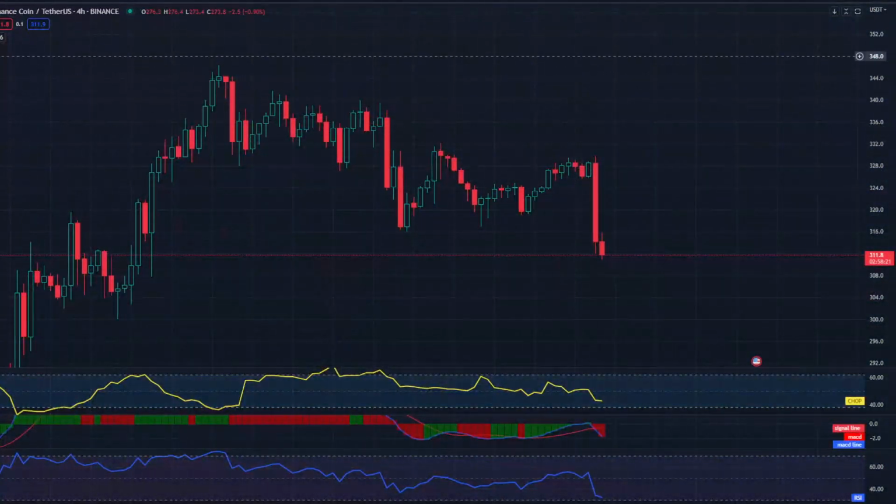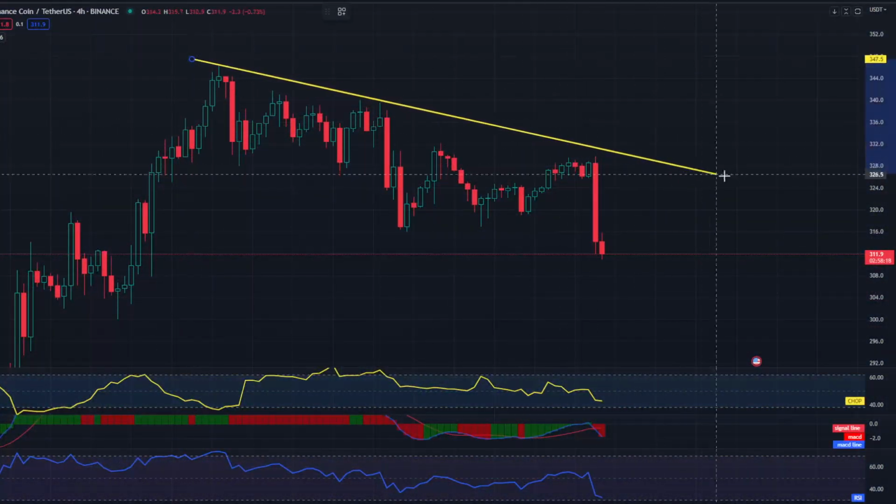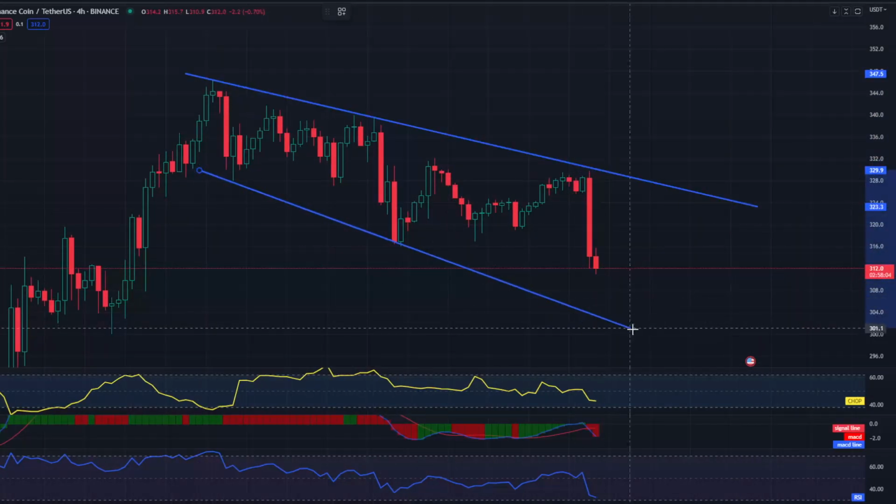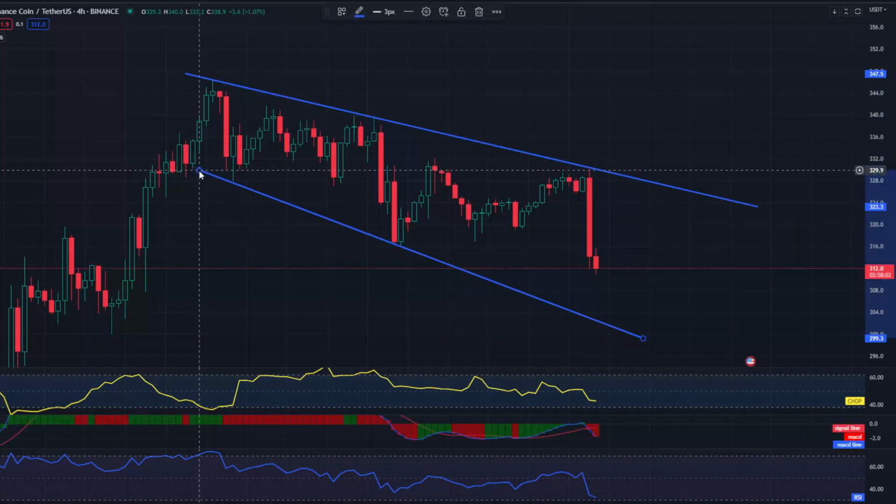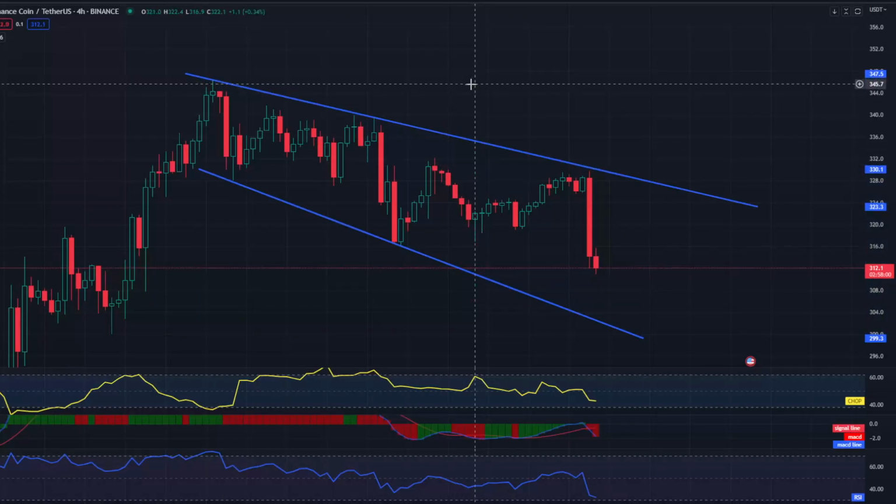As the third, we will check the BNB chart on a 4-hour interval. First, we will use the blue lines to mark the downtrend channel in which the price is currently moving.